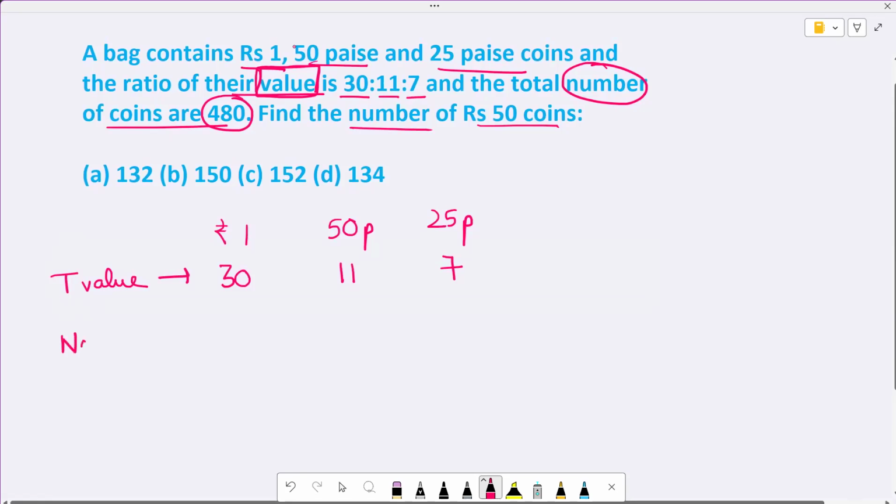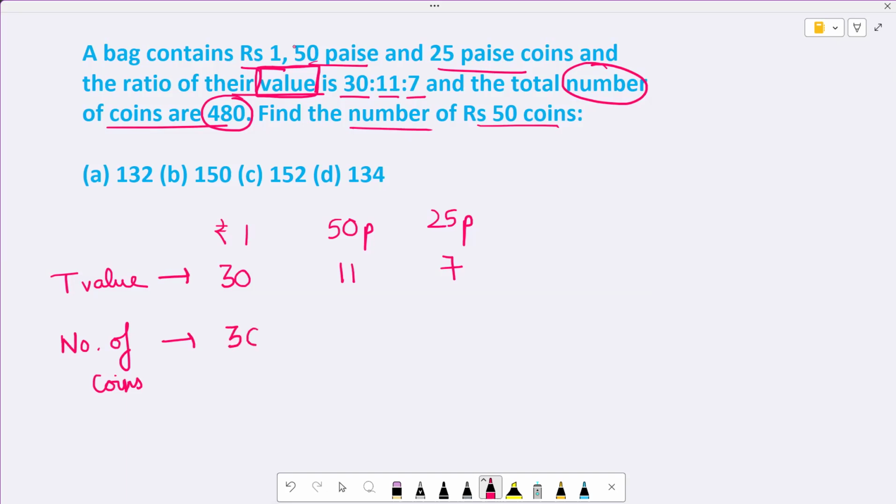And the number of coins that are given to us, that here will be equal to, again, 30. Why? Because see the value, if we imagine it to be 30 rupees, then the number of coins also have to be 30 of rupee 1. Because if it is this much money, we'll need 30 coins to make 30 rupees from the rupee 1 coins.